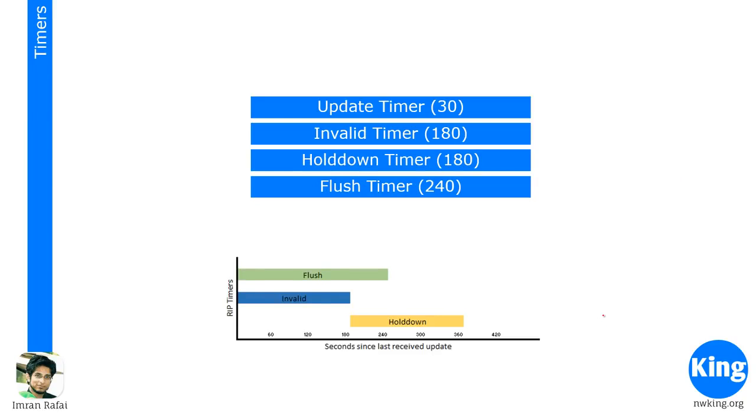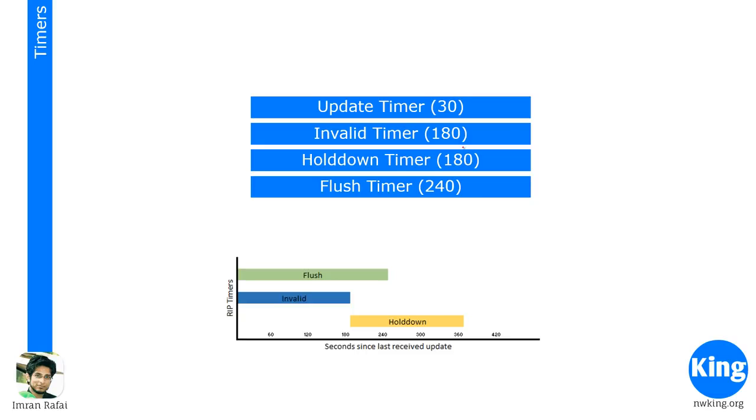RIP has 4 basic timers. The first timer is the update timer. The update timer is the interval it takes for updates to go out. Every 30 seconds, RIP sends out an update to all the interfaces participating in RIP routing. That means it takes the entire routing table and sends it out on all the interfaces that are working with RIP.